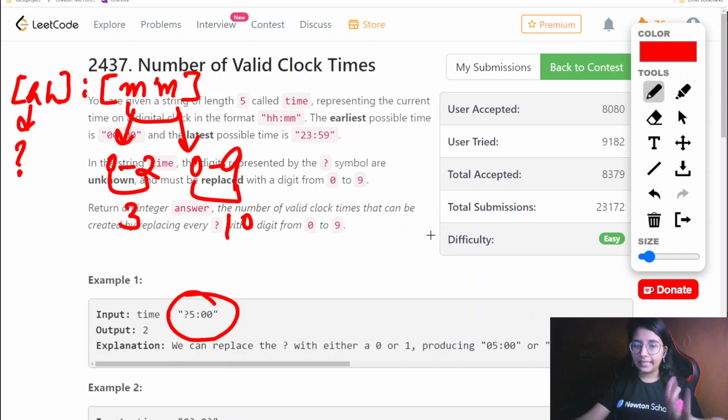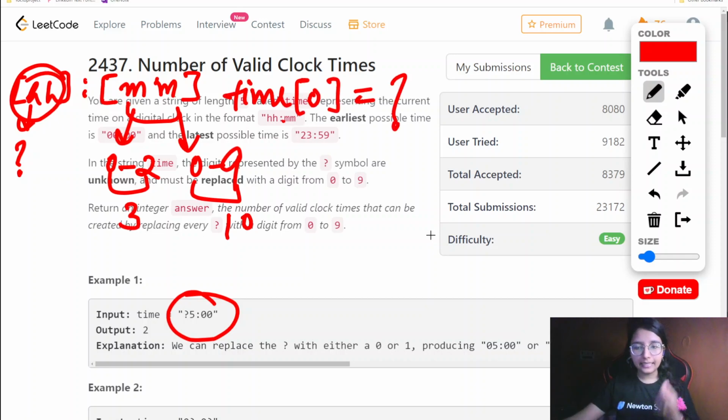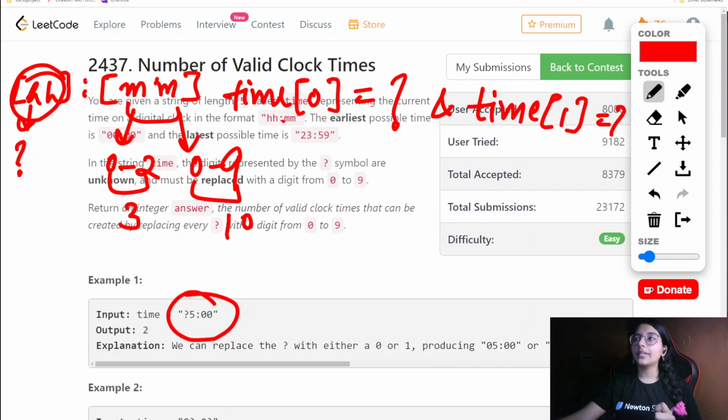Here R's possibility is somehow decreased also, and in the criteria of that only we are required to check. See, if the time of 0, that is our first task, is equal to a question mark, then in that context, if this is also a question mark, and if the time of 1 is also a question mark, right? So in that context, our answer would be simply multiplied by 60 only.